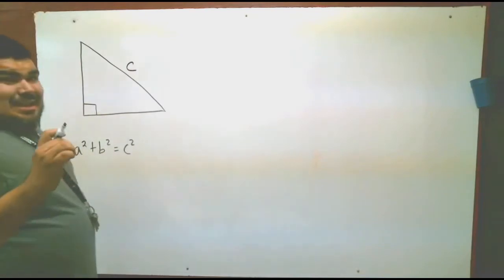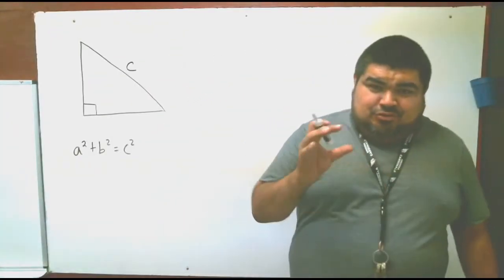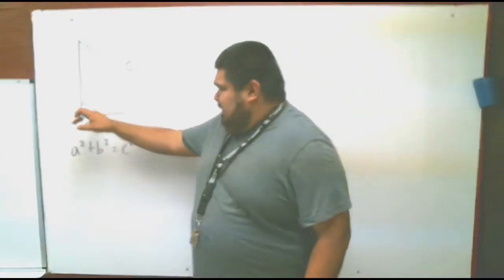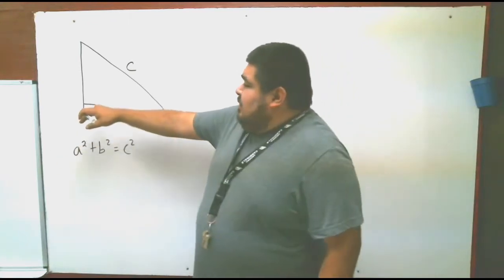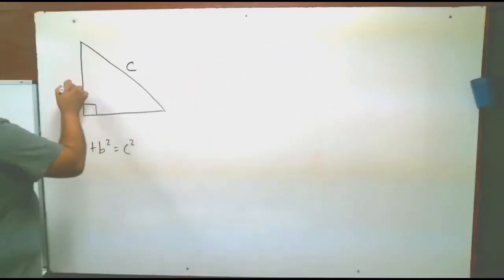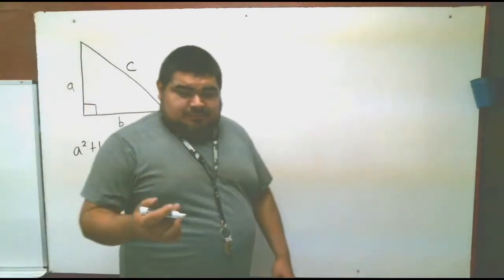A and b really do not matter which one's A, which one's B, but the one that always matters is C. Again, sorry. Always across from the right angle is C, so I can put an A over here and B over here, or vice versa.